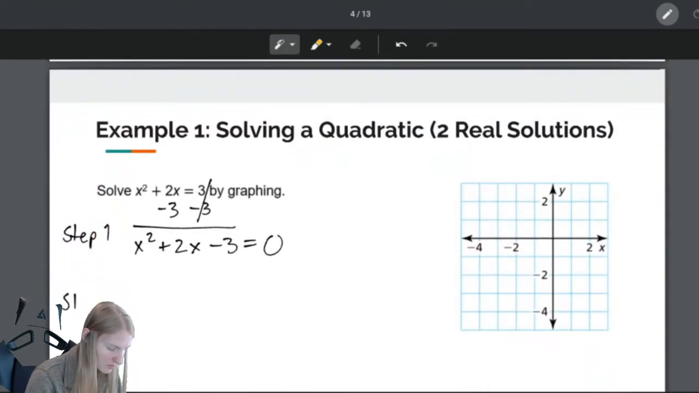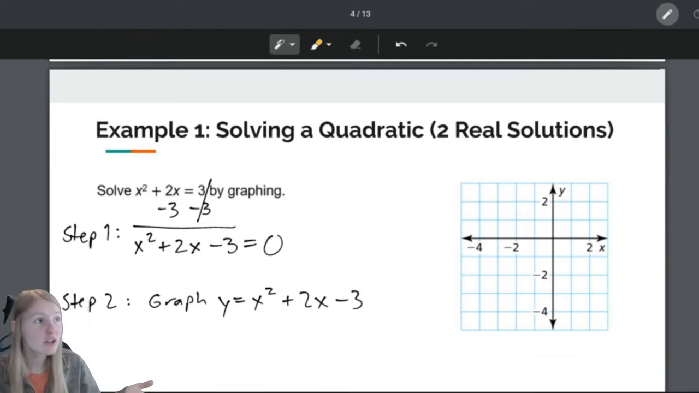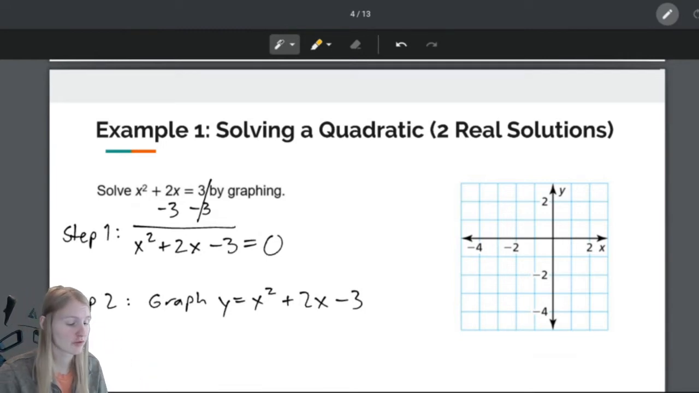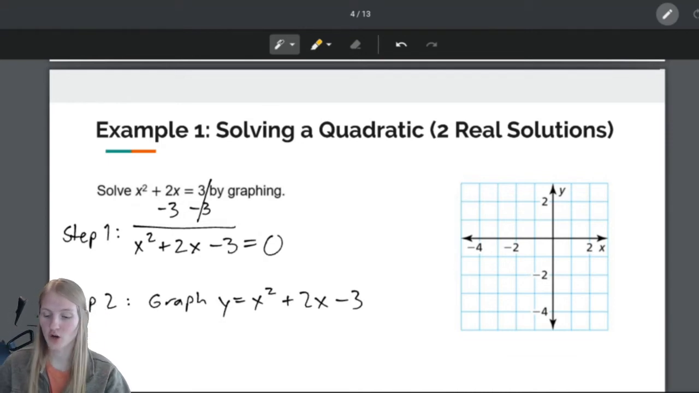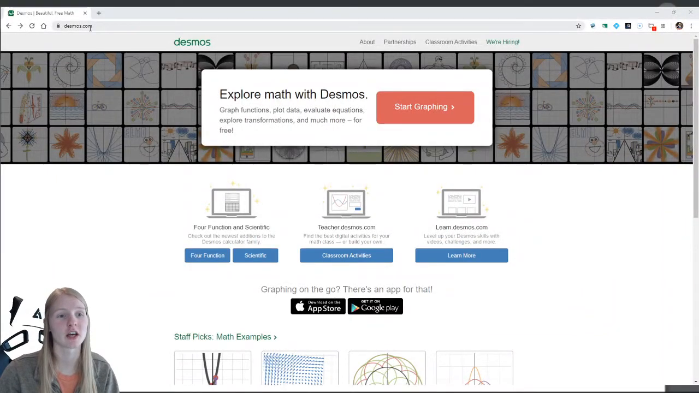Step 2 is to graph the related function, y equals x squared plus 2x minus 3. Now, if we were in school, this might be a little bit different, but for the sake of time, since we are at home and we don't have a lot of time to do lessons, we're going to do this differently. We're going to do this using Desmos. So all I have done is type in desmos.com up here, and up pops this.